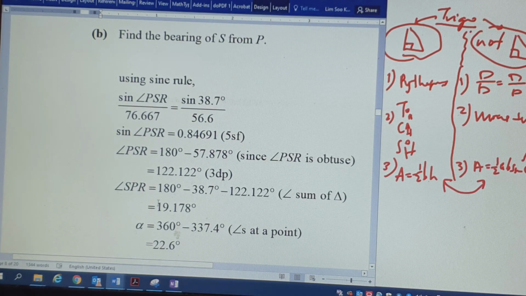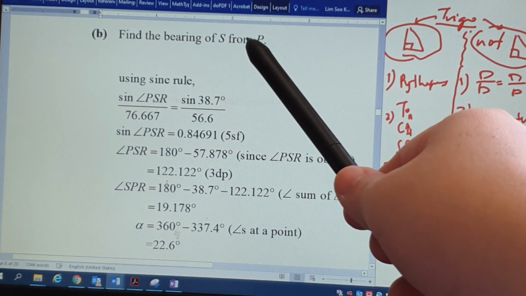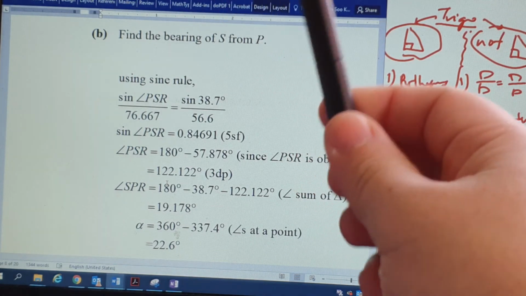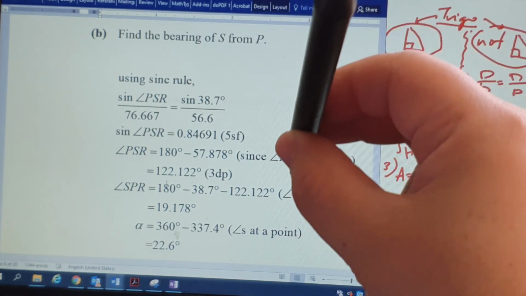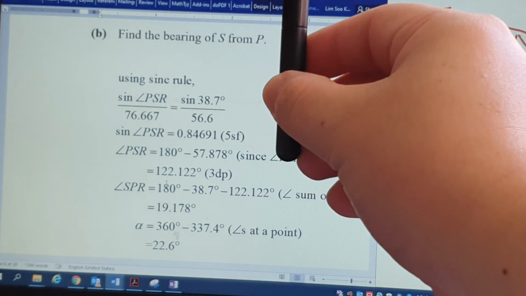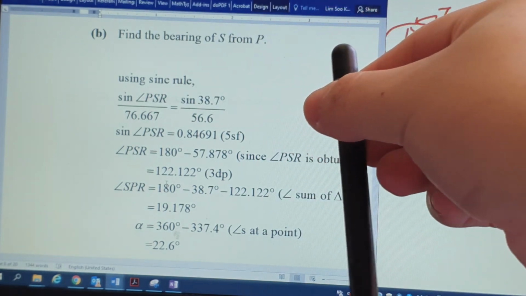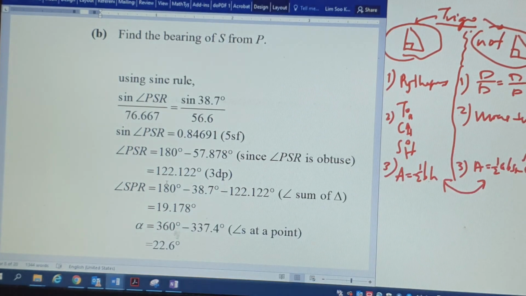Bearing of S from P. How to find the bearing of S from P? From P means you are at P. You throw yourself at P, you stand at P, you look north. You look north, then you turn clockwise until you see S. You follow? Until you see S. So let's go there first.